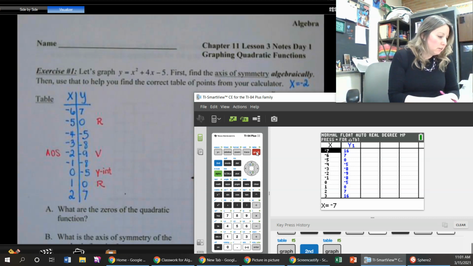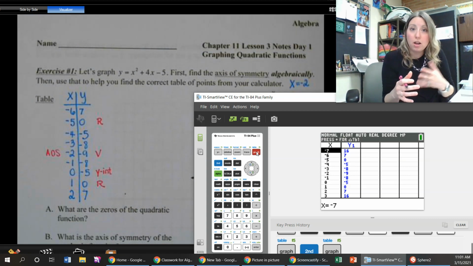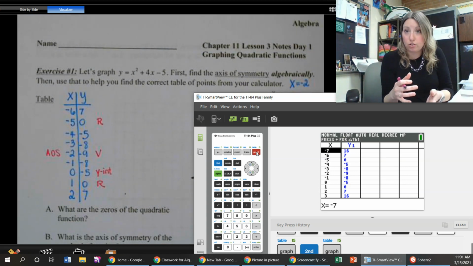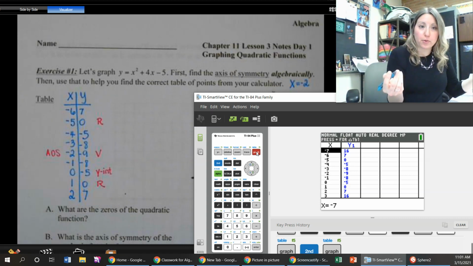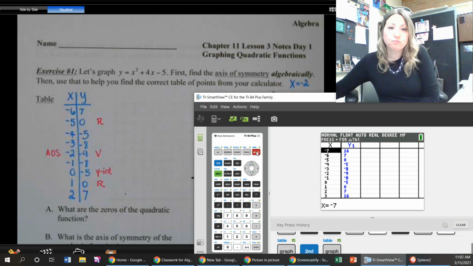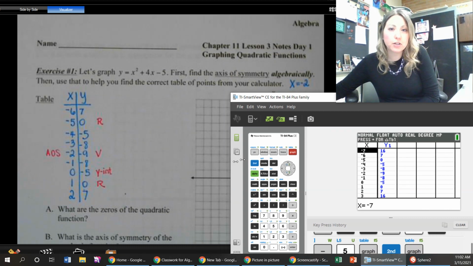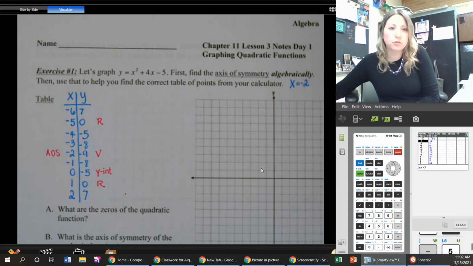I believe those are all the things that I was pointing out in Lessons 1 and 2. All right. Well, let's get them on the graph, and then I'll label them on the graph as well. So now that I've used my graphing calculator for what I needed to, it's off to the side.